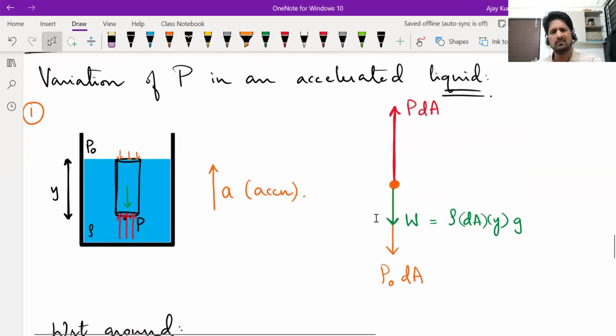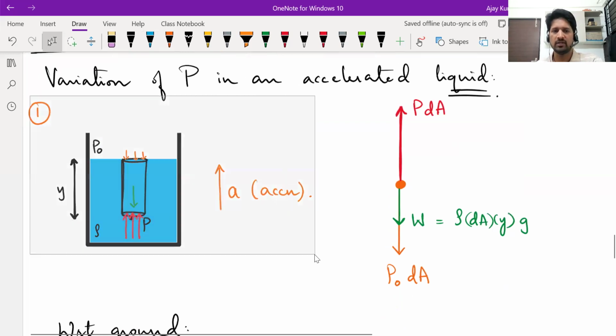Next, I want Pawan or Yusuf to answer. How much will be the pressure at a depth y if the container is accelerated downward instead of upward?